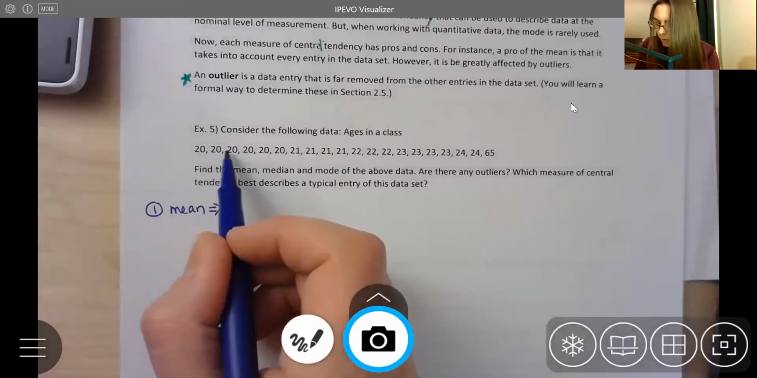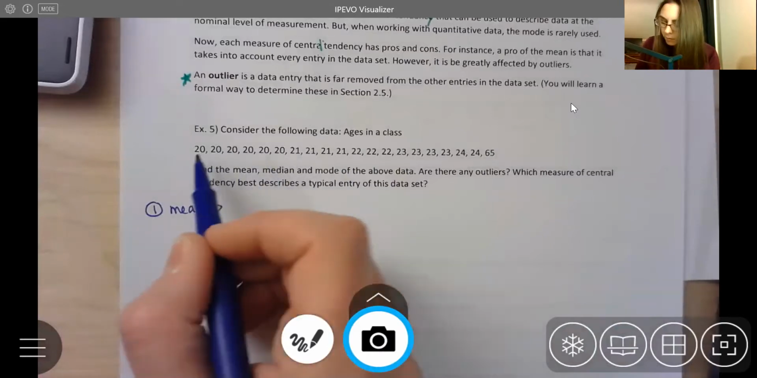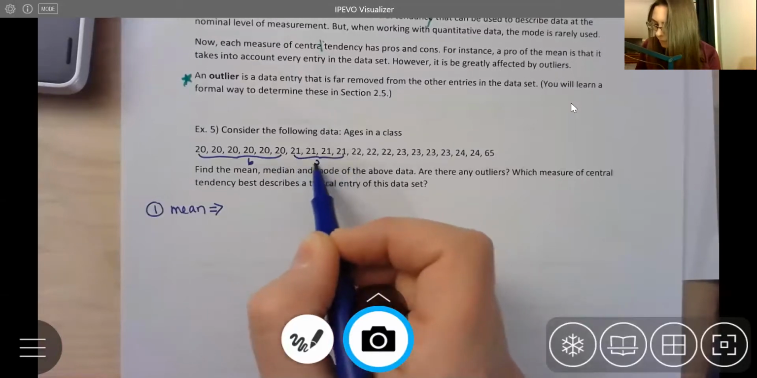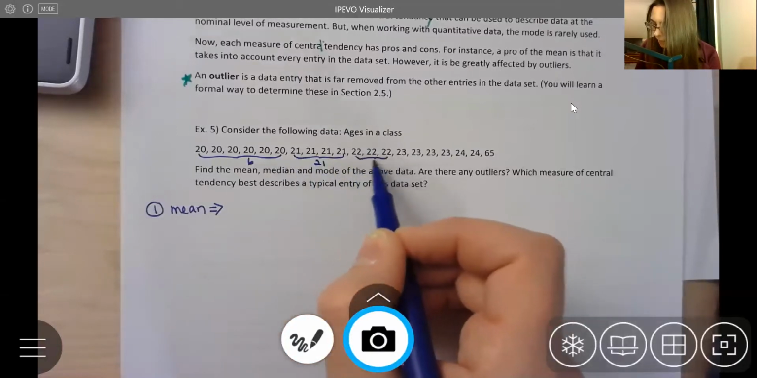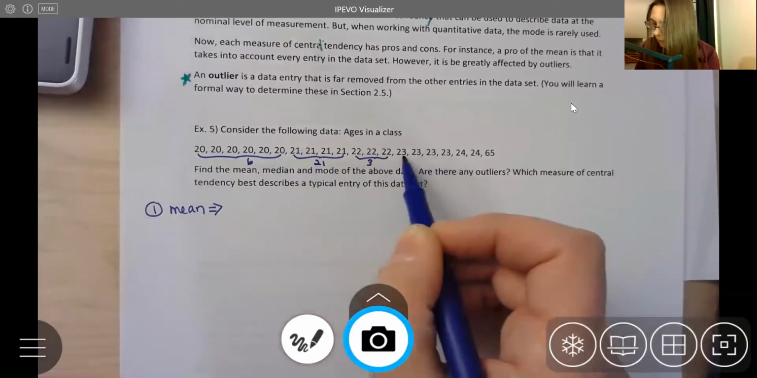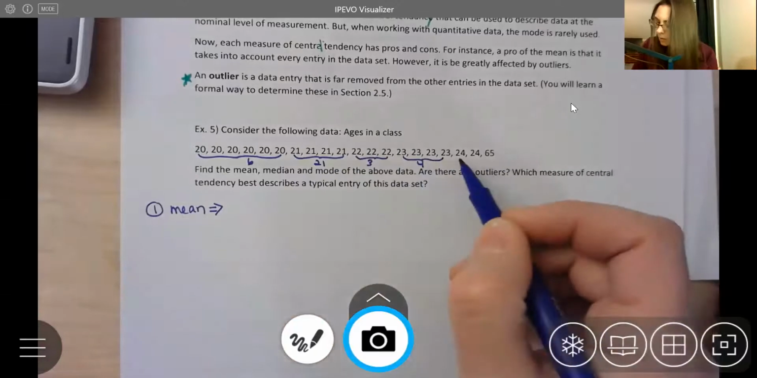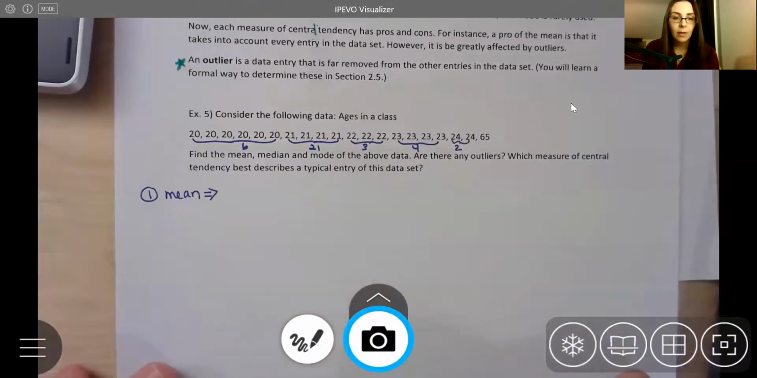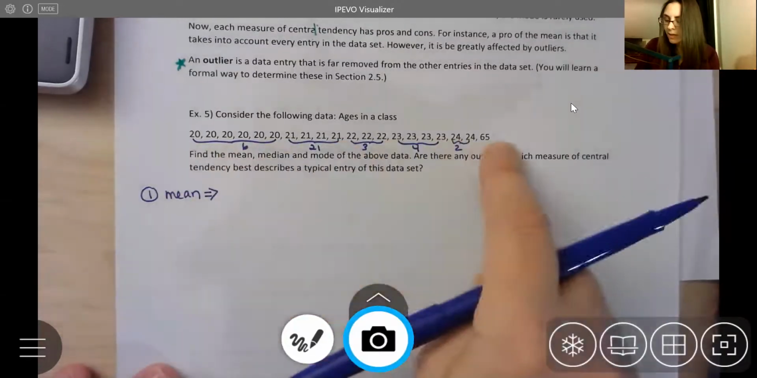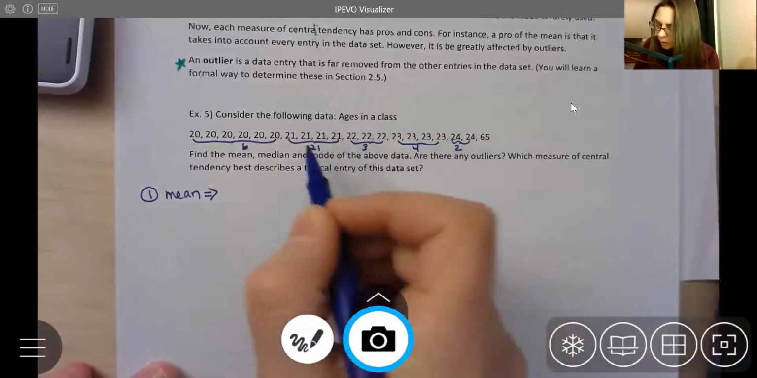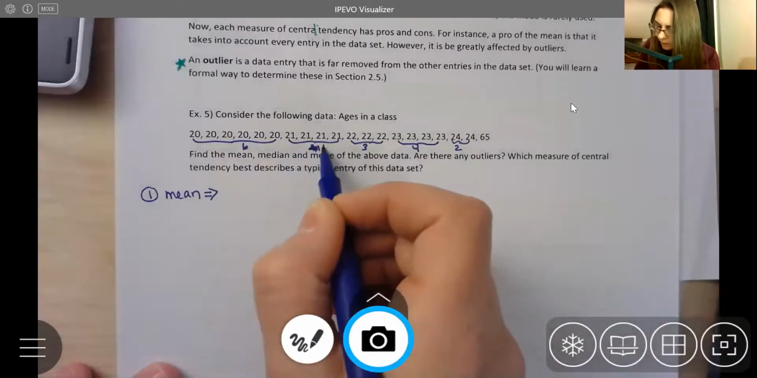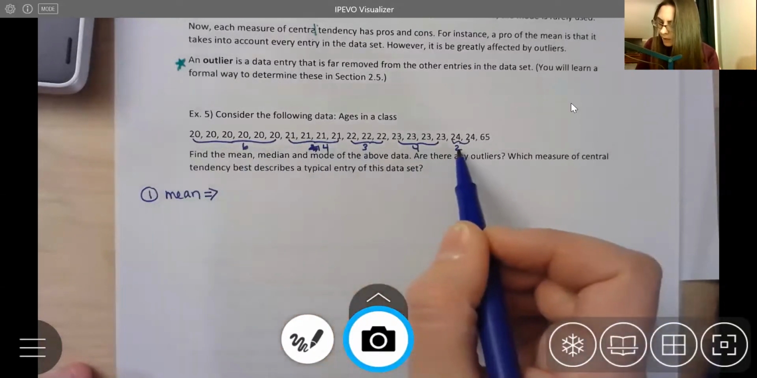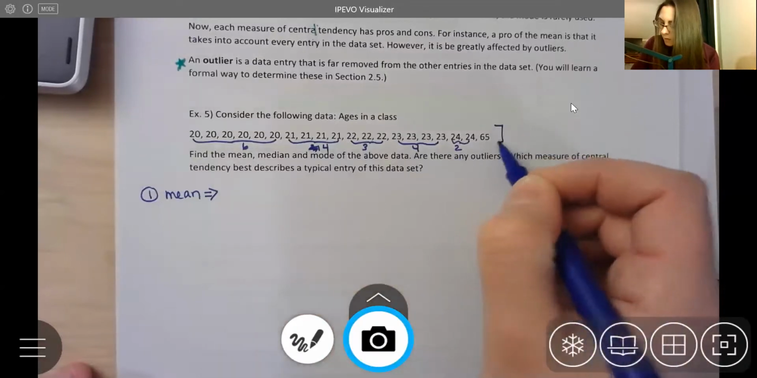So I have 1, 2, 3, 4, 5, 6 20s. Actually, I'm just going to make a little note for myself here. I have 1, 2, 3, 4 21s. 1, 2, 3 22s. 1, 2, 3, 4 23s. 2 24s and a 65. Now, when we're adding these up for the mean, what we're going to do is add each of these data points and then divide by the total. Oh, this should be a 1, 2, 3. So let's say I have 6, 10, 13, 17, 18, 19, 20 students.